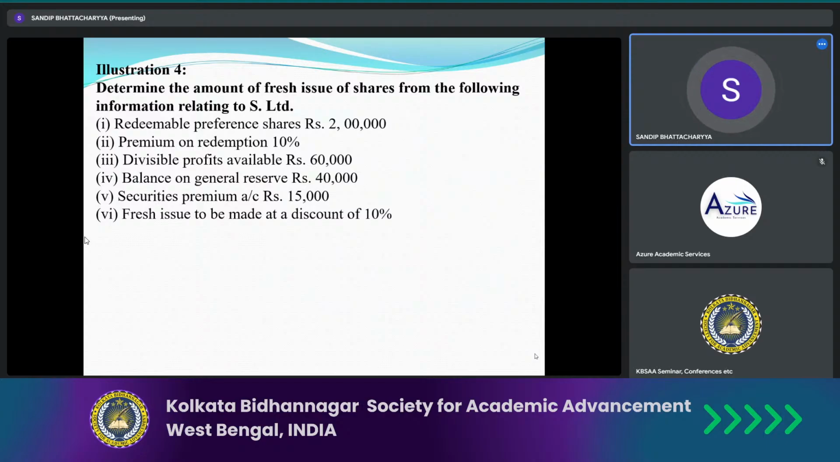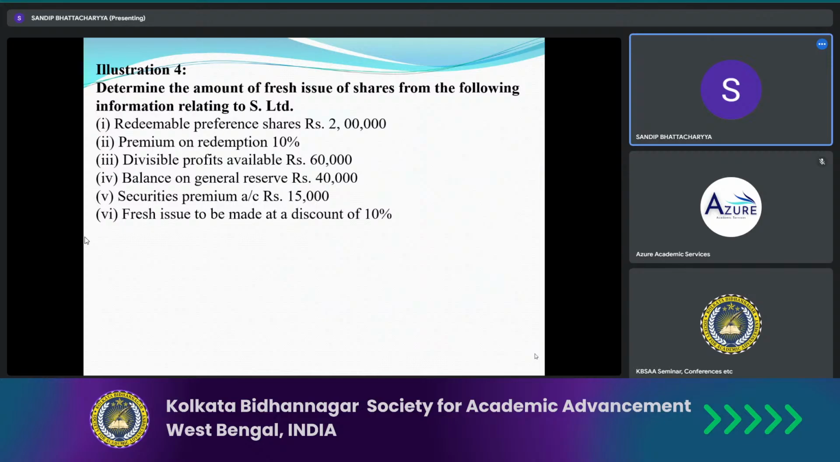Now the thing is that you must redeem at the 10% premium value, that is 2 lakh plus 10%, that is 2,10,000. Divisible profits available are 60,000. Balance on general reserve is 40,000. Securities premium is 15,000, and the fresh issue is at a discount of 10%.